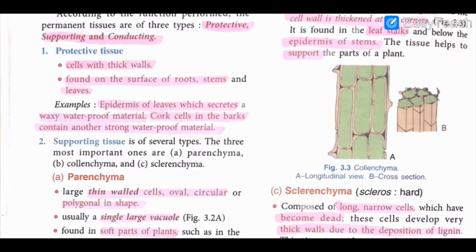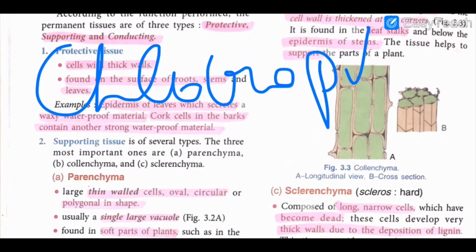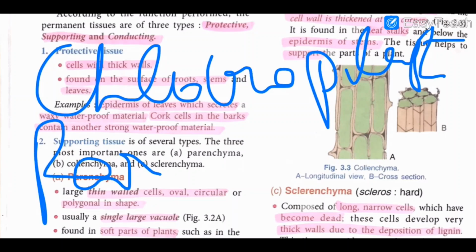So parenchyma are thin-walled cells, oval, circular, or polygonal in shape. They usually have a single vacuole, they're found in the soft parts, and they may store food in potatoes. They provide temporary support to the plant as well. Now the thing with parenchyma cells is that, with the type of function they have, their name may change. For example, if it's present in the leaf, its name becomes chlorenchyma. Why? Because the chloroplast present in the leaf changes the parenchyma into chlorenchyma. Let's join the names: chloroplasts and parenchyma.